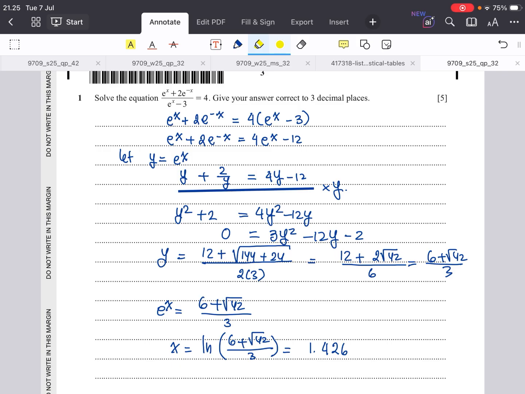And then now write y back to e^x. So e^x is equal to (6 + √42) / 3. x is ln((6 + √42) / 3). The answer is 1.426.